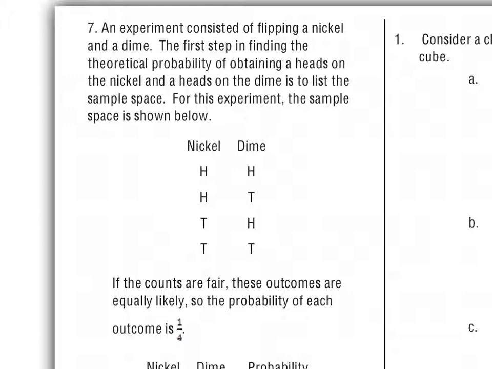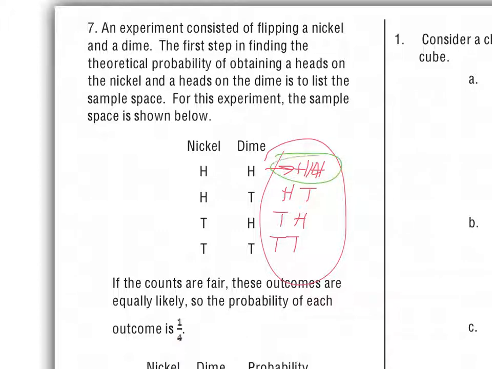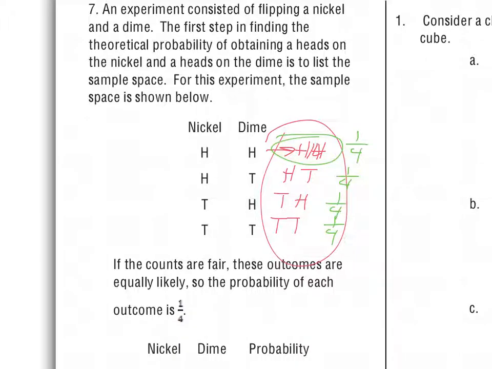So we can see our sample space here is heads, heads, heads, tails, tails, heads, and tails, tails. This is our sample space here. So we're thinking about how many total possible outcomes there are. If the coins are fair, then the outcomes are equally likely. So the probability of each outcome is 1/4. This is one outcome out of 4. This is one outcome out of 4. This is one outcome out of 4, and one outcome out of 4.